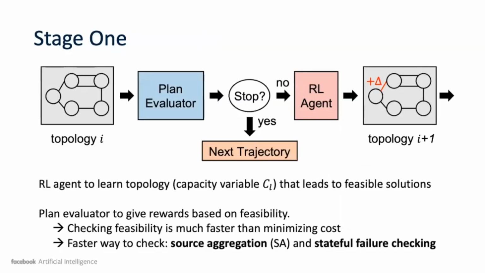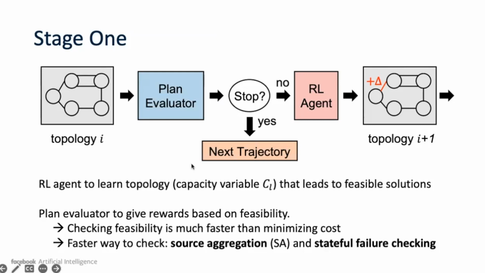So it's a two-stage approach, right? For stage one, we start from the topology. The topology is given; it's basically the problem specification. At the beginning, there's no capacity at every edge of the topology. Every time, the reinforcement learning agent will find a way to add some capacity at some edges, and it will keep adding capacity until at one point the solution becomes feasible. That's basically the entire trajectory.